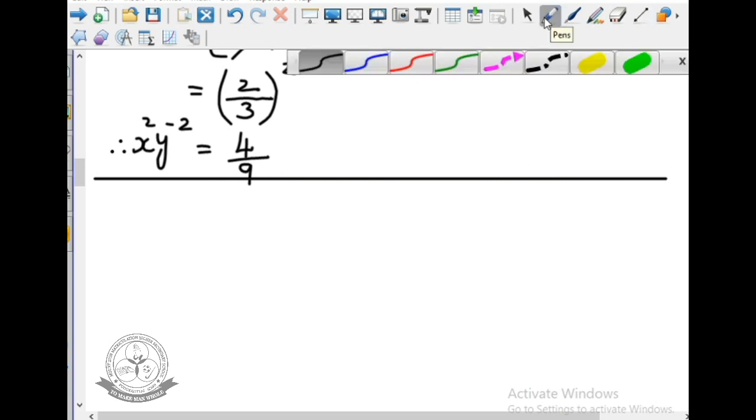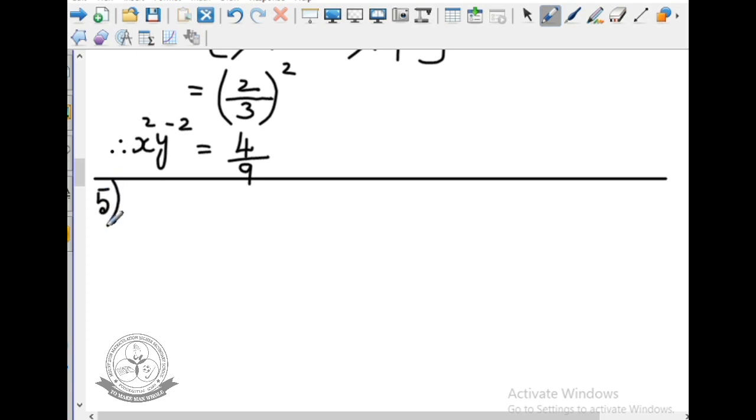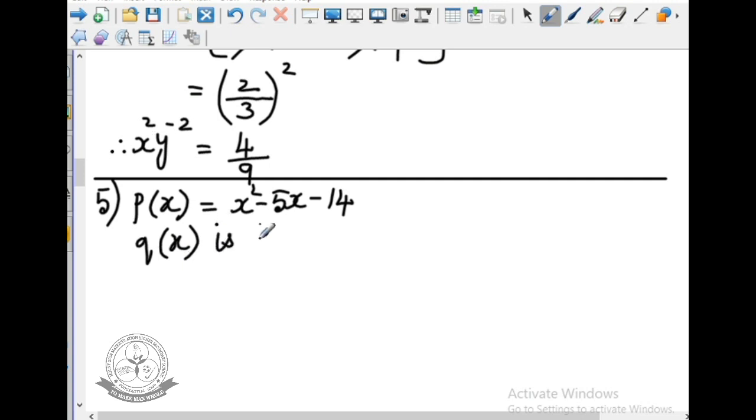Now, come to the next sum, fifth. In the fifth sum they give one polynomial, P of x equal to x squared minus 5x minus 14. If the polynomial P of x, when divided by another polynomial Q of x, is reduced to x minus 7 by x plus 2, find Q of x. Q of x is another polynomial.